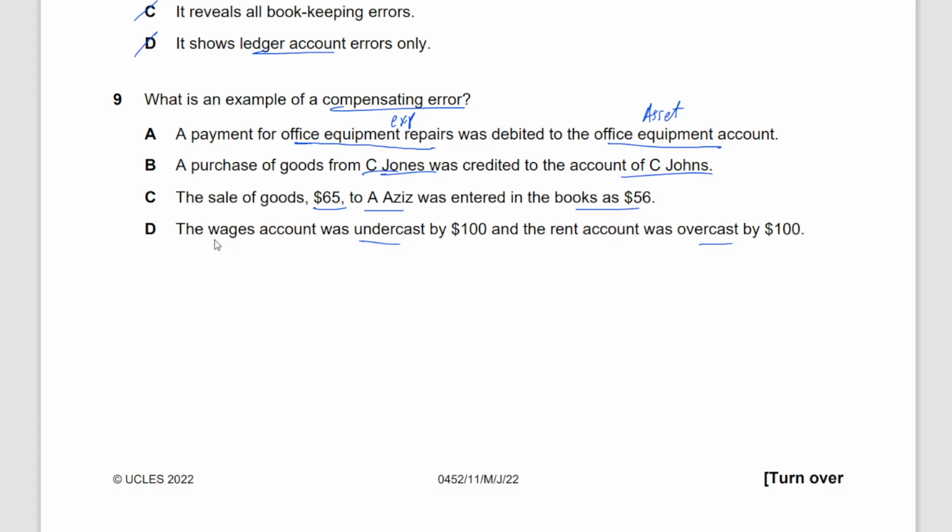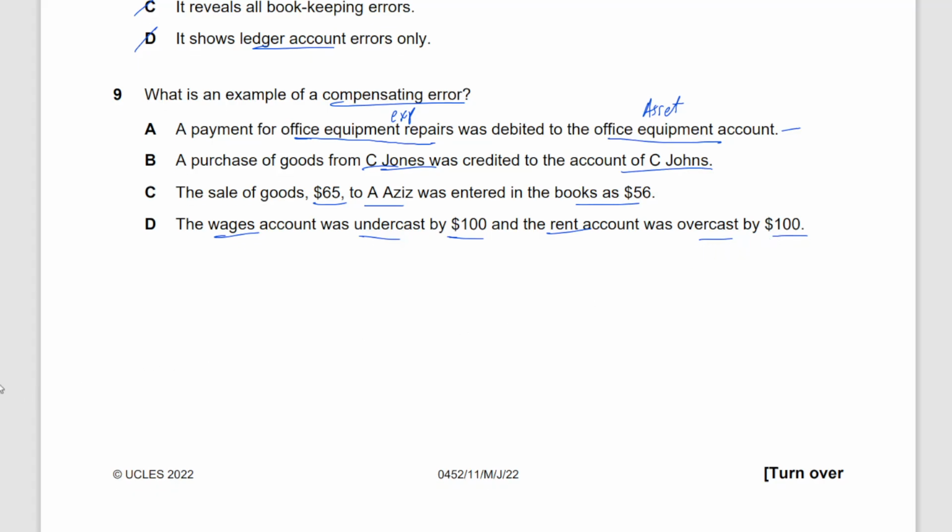That's fine. The wages account was undercast by $100 and the rent account was overcast by $100. Do they have any connection? They were not connected. Others were connected, so there was a confusion in others. But in this one, it was totally by, let's say, coincidence. You get it? So your expenses are understated, your other expenses overstated, and they cancel each other out. One expense is missing 100, another expense is added up by 100 extra, and so it cancels the effect. That's the point. Let's move on.